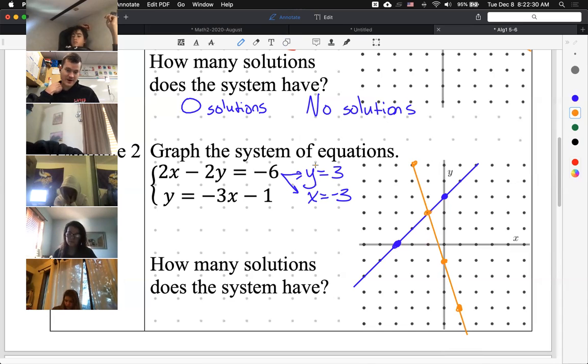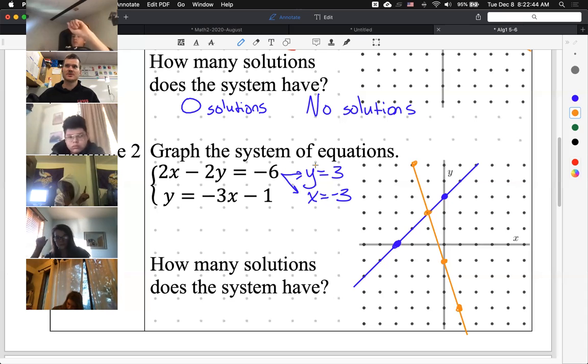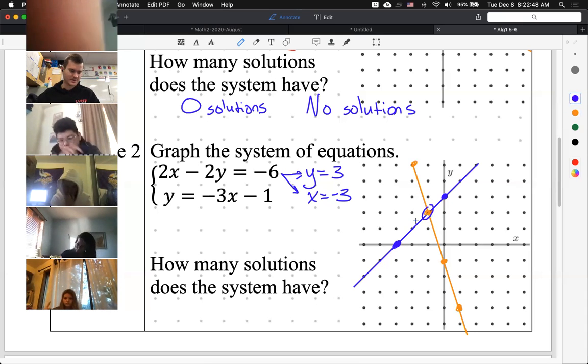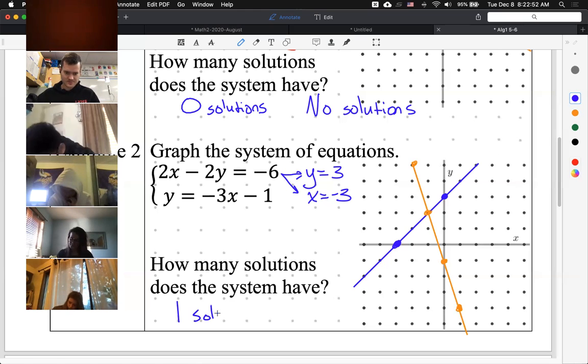All right. And then finally, we ask ourselves the question, how many solutions does this system have? Everyone hold up the number of fingers. Is it 0? Is it 1? Is it 3? Is it 5? Everyone is holding up a 1. Yep, it's just one solution. It crosses once. There it is. It crosses that one time. So we come down here and say 1 solution.